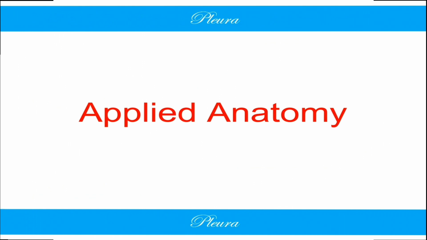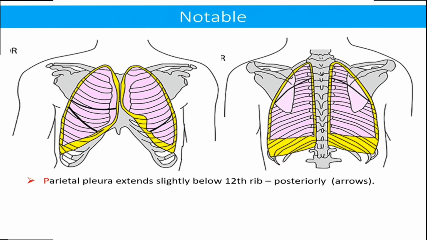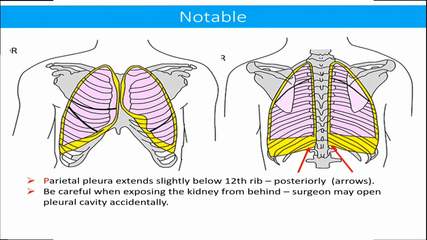Applied anatomy of pleura. Notable thing is that parietal pleura extends slightly below 10th rib posteriorly, as shown by the arrows. During posterior approach to the kidney, be careful when exposing the kidney from behind. May open pleural cavity accidentally.